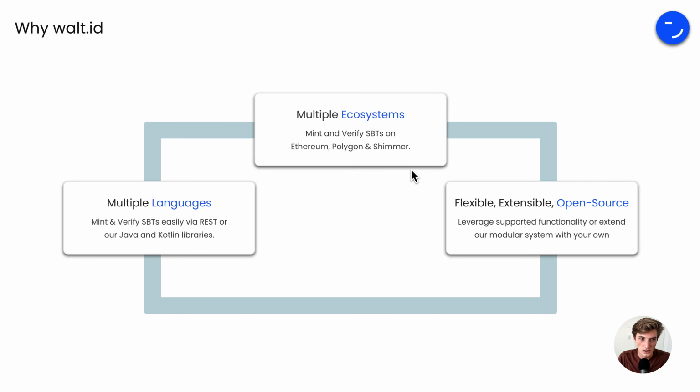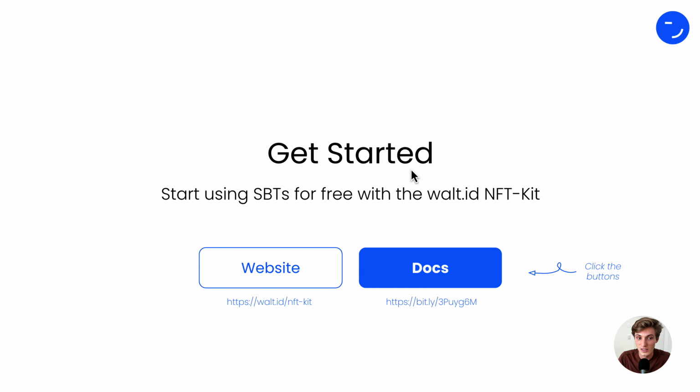And the great thing is there's even more, because you can mint and verify SBTs on different EVM chains like Ethereum, Polygon, Shimmer, and the different testnets. But you can also use different languages to do minting and verification, like via REST or via our Java and Kotlin libraries. And because we are open source under the Apache 2 license, you can also come and extend functionality where needed.